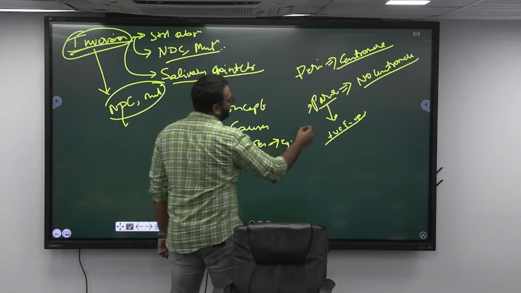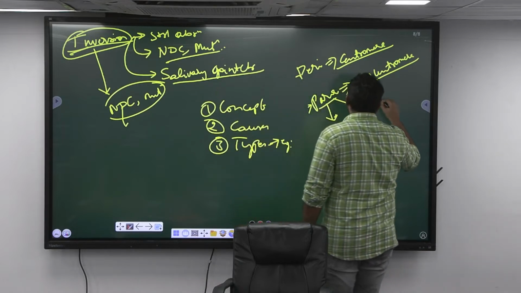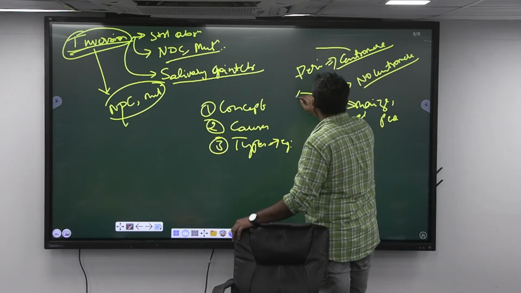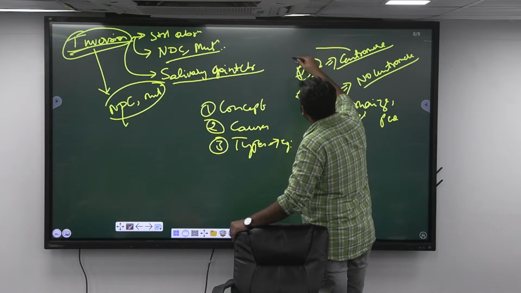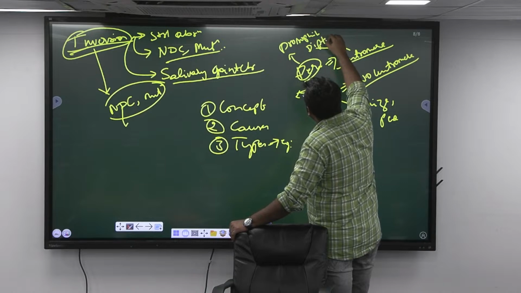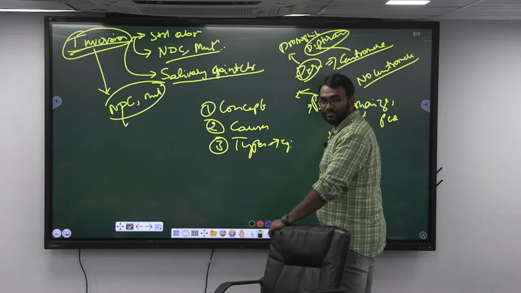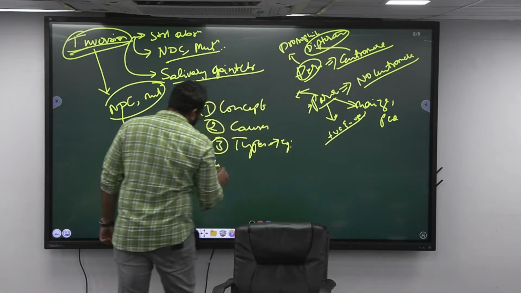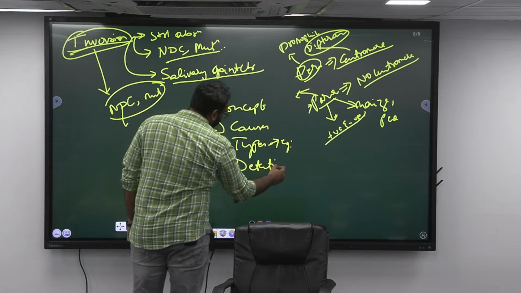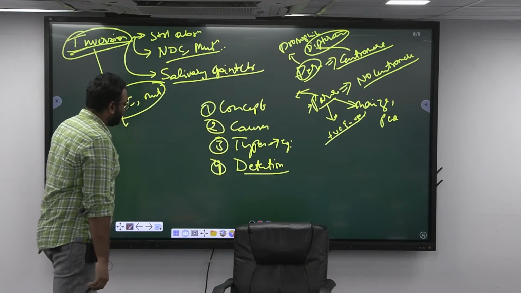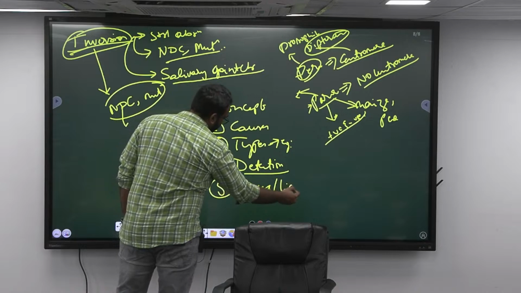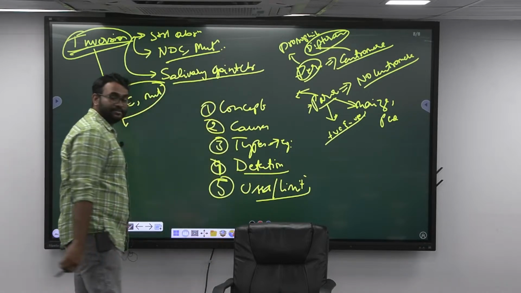For example, paracentric mostly occurs in plants like maize. Pericentric occurs in Drosophila, mainly in the Dipteran family. That you can give while explaining the types. Fourth, detection. How can we detect inversions? That is one. Fifth, you can give uses or limitations. That you can give. Clear?